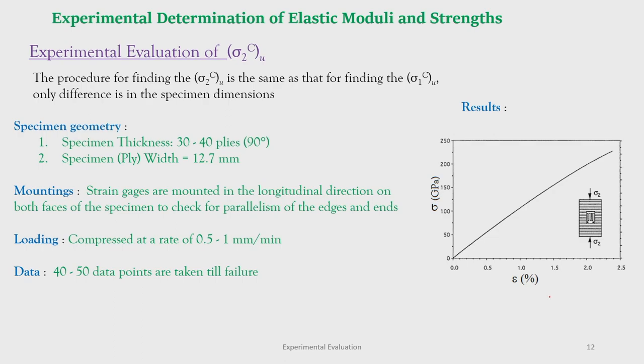The procedure is the same. Again, the specimen is a little different. Here the thickness is 30 to 40 90 degree plies, and the ply width is also a little more, 12.7 mm. Strain gauges are again mounted in the longitudinal direction on both faces to check for parallelism. They are compressed at a rate of 0.5 to 1 millimeter per minute, and until failure 40 to 50 data points are taken, and we get the transverse modulus from the slope of the curve. Typically for graphite epoxy it is 10 gigapascal, and transverse compression strength is of the order of 230 megapascal.